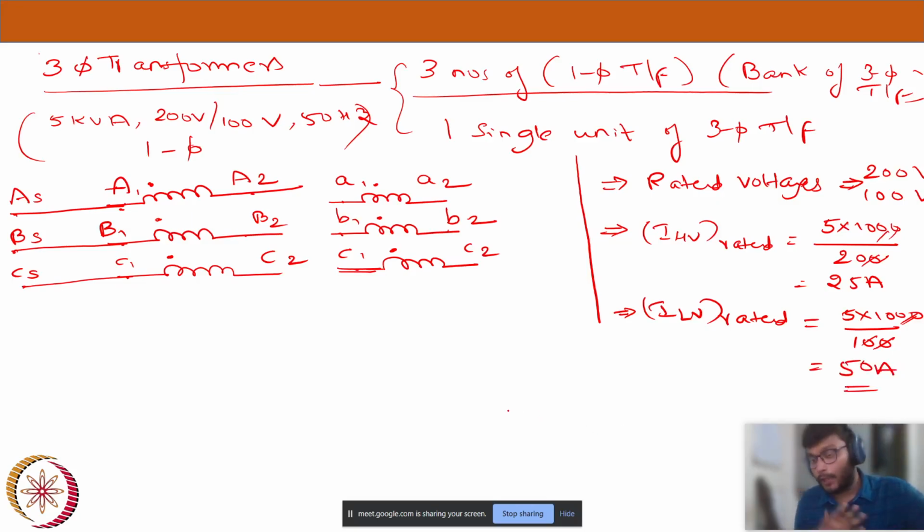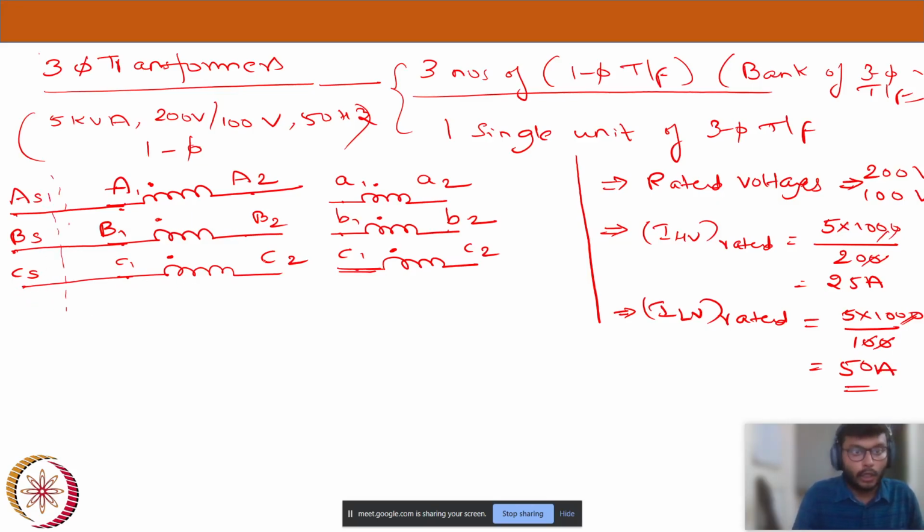Okay. Now we know the ratings of the entire three-phase transformer. So for individual winding, how much voltage should I apply, and how much current should pass through each winding. Now I know the ratings. Now let's say I have also connected my primaries to the supply, and now I want to make a star connection. Since my supply is AS, BS and CS, ABC is my supply phase sequence.